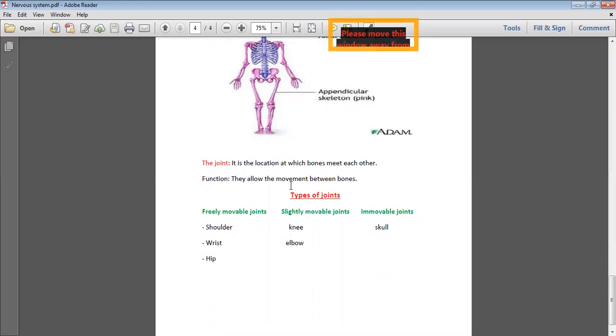Freely movable joints means that it can move in all directions. Okay? It allows the movement in all directions, like the shoulder, the wrist, the hip. Slightly movable joint, it allows the movement in only one direction, like who? The knee or the elbow, only one direction. Immovable joints mean that it doesn't allow the movement, okay? Like where, like the bones of my skull, I cannot move the bones that are in my skull, okay? Thank you, and thank you for listening to me.